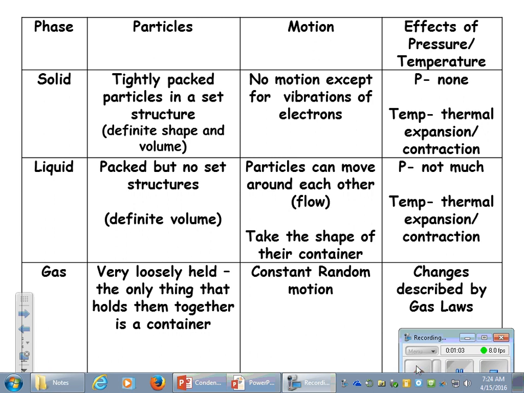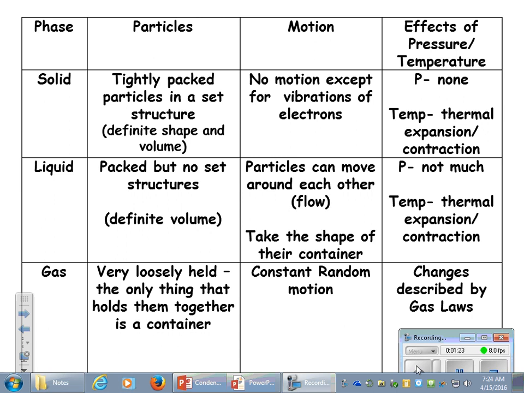So this is looking at solids, liquids, and gases at a particle level. It's important to remember that particle motion is what determines the state of the matter. And solid particles, tightly packed, they have a definite shape and a definite volume.